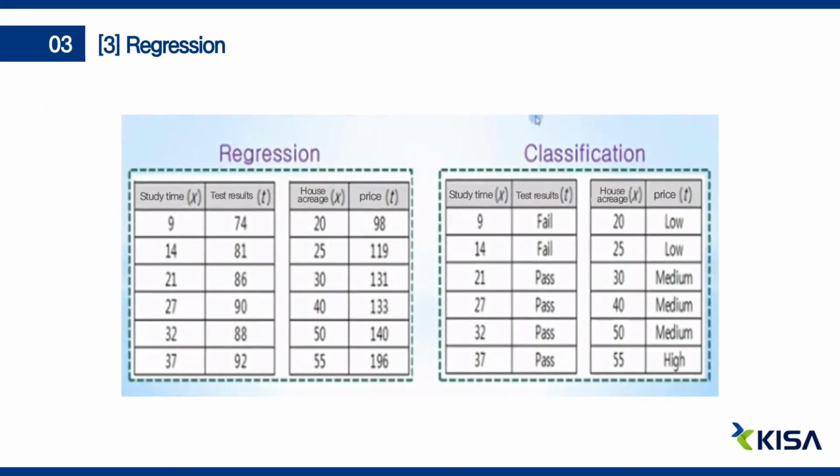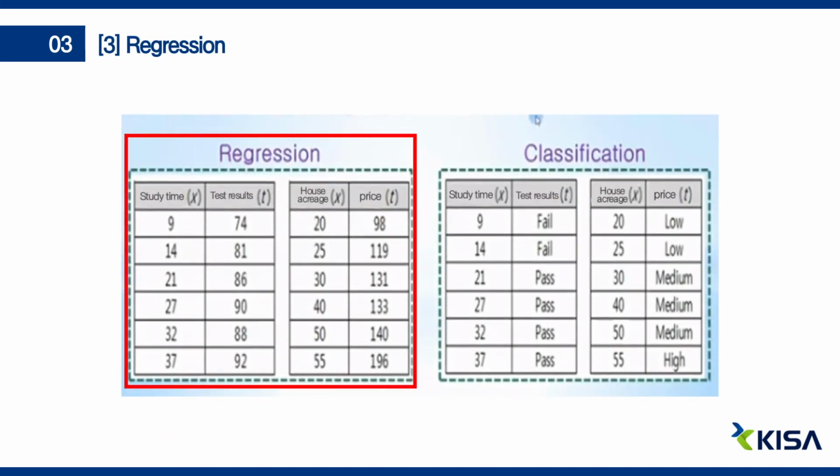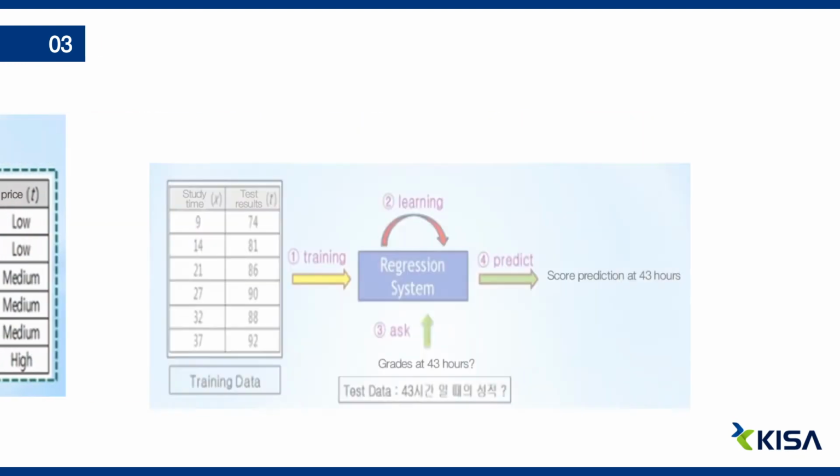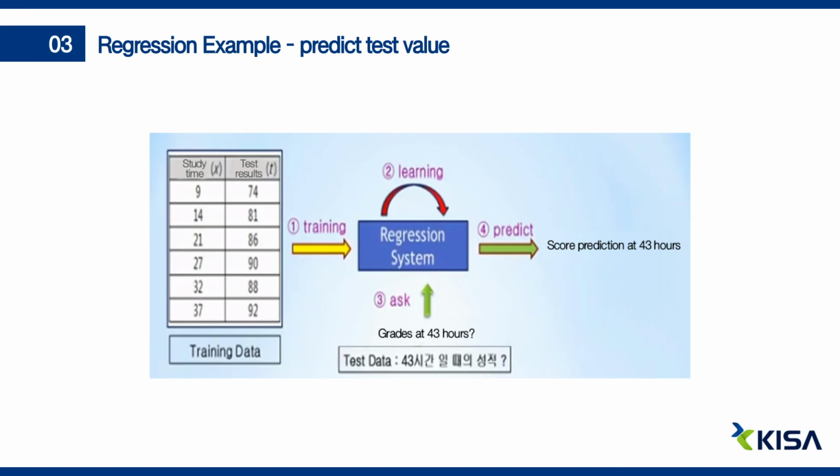As shown on the left, regression learns using training data, which is an input value x and label t. Then, it predicts a corresponding value when an unknown input value is given. For this, a linear regression model is used. This figure is an example of a regression predicting a test score.